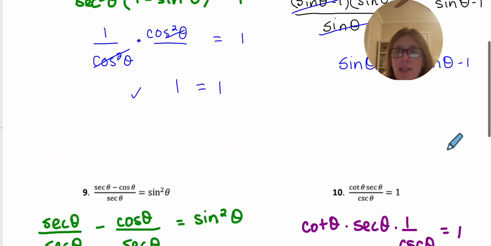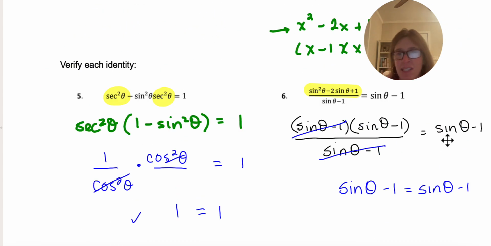All right, hopefully that was a nice introduction to verifying identities, just using the reciprocal functions and the Pythagorean identities.